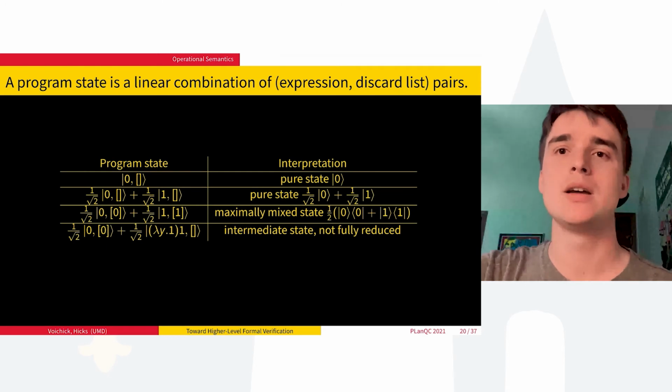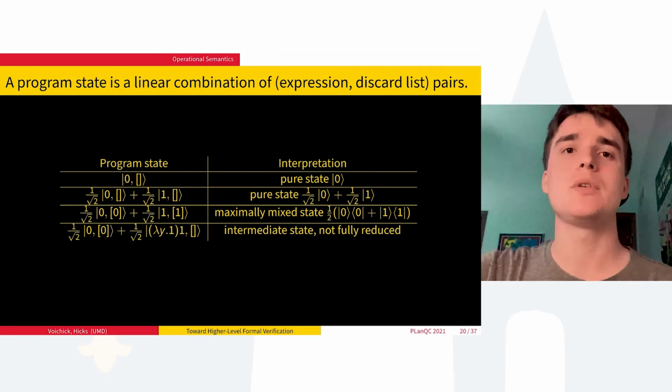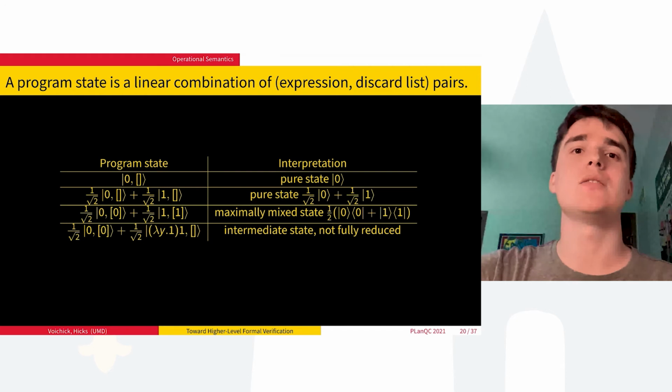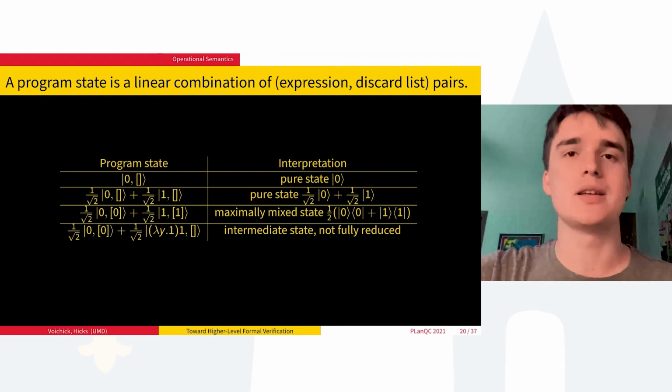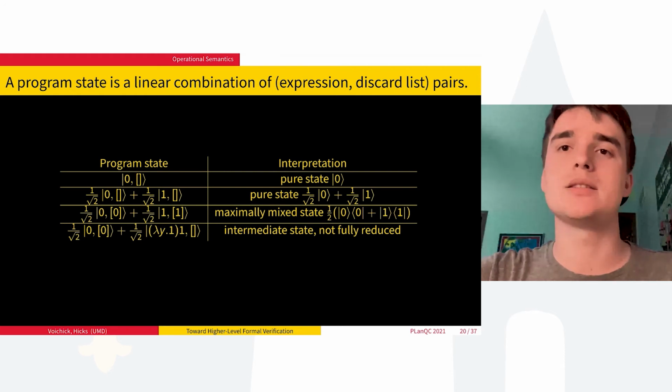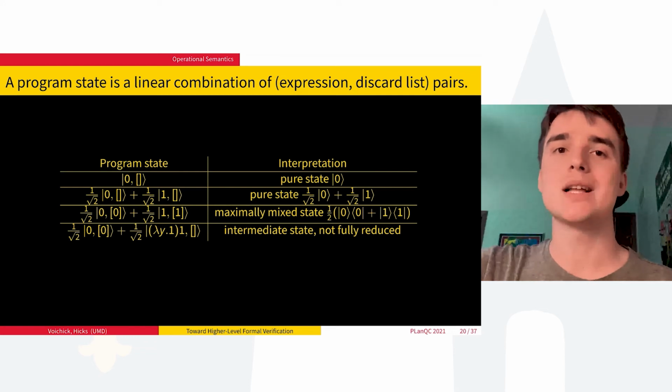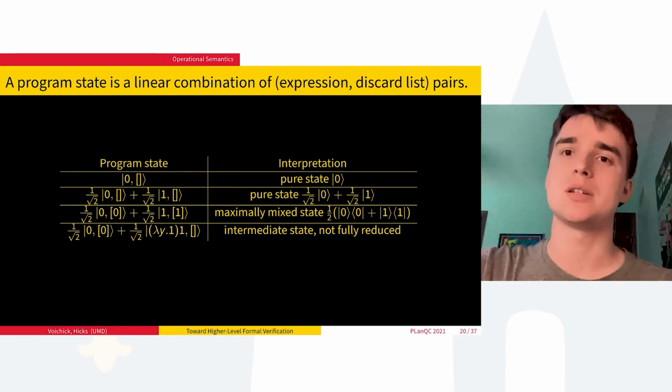been discarded. So in these top two examples here, the discard list is empty, so we can interpret them just as pure states. Whereas in this third example, there is information in the discard list that is entangled with the expression. And so in this case, this is the maximally mixed state. In the last example, the expression is not fully reduced, so it's hard to directly interpret as a quantum state.